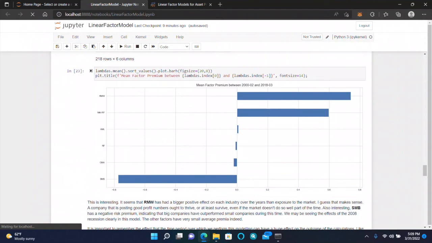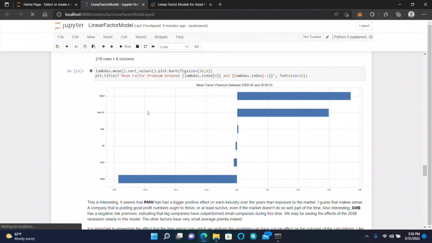So if we look at the factor premiums over time, like the average at least, we can see that robust minus weak had the highest factor premium, about 0.72 maybe. What that means is that companies with robust operating costs outperformed companies with weak operating costs pretty severely.